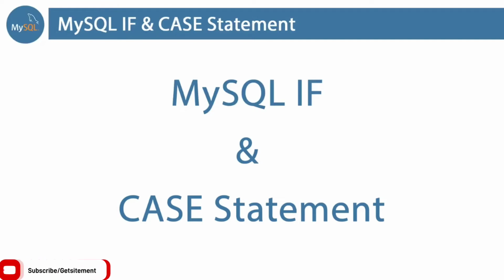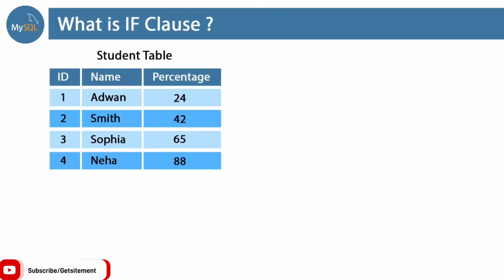In this tutorial, we are going to learn two new clauses related to MySQL: the IF and CASE clause. Here you can see a table named student, and we have three columns in this table: ID, name and percentage. According to the percentage, I want to extract a result that tells me which student is pass and which student is fail.